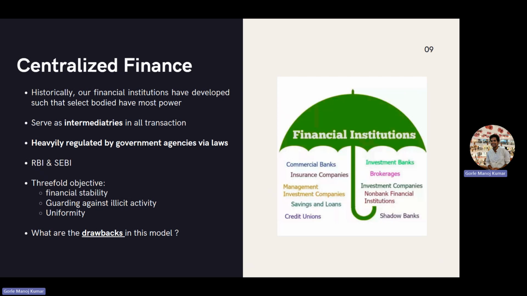Obviously, financial stability होनी चाहिए, बहुत fluctuations नहीं आ रहे wild. Guarding against illicit activity and uniformity. So basically, if I do a transaction X in my country, it should also hold. If I go to US tomorrow and I say कि मैंने ये पैसे यहाँ से यहाँ move किए थे, तो it should be valid, right? There should be some records.